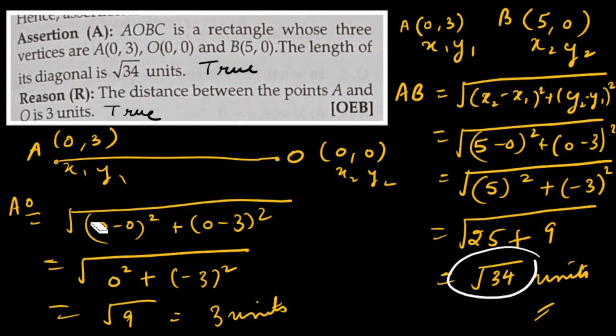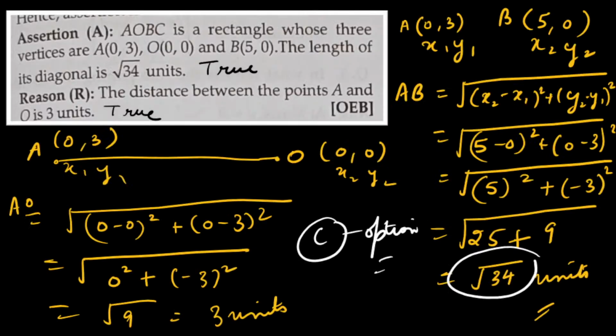So by using the distance formula we have done it. Both A and R are true, so option C is the correct answer. Let's do the next one. We have finished assertion and reason type of questions.